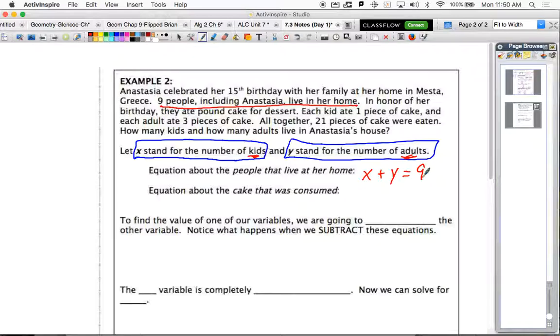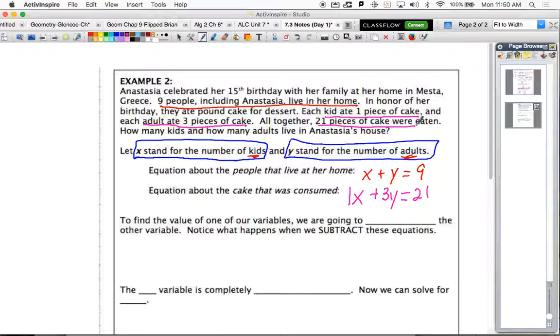And then the other one is related to the cake that is consumed. We know that each kid ate 1 piece of cake, and each adult ate 3 pieces of cake. So 1 piece of cake per kid plus 3 pieces of cake per adult. Those adults must have been very hungry or have a sweet tooth, because 3 pieces of cake is a lot of cake for 1 person. But in any case, in total, they all ate 21 pieces of cake.